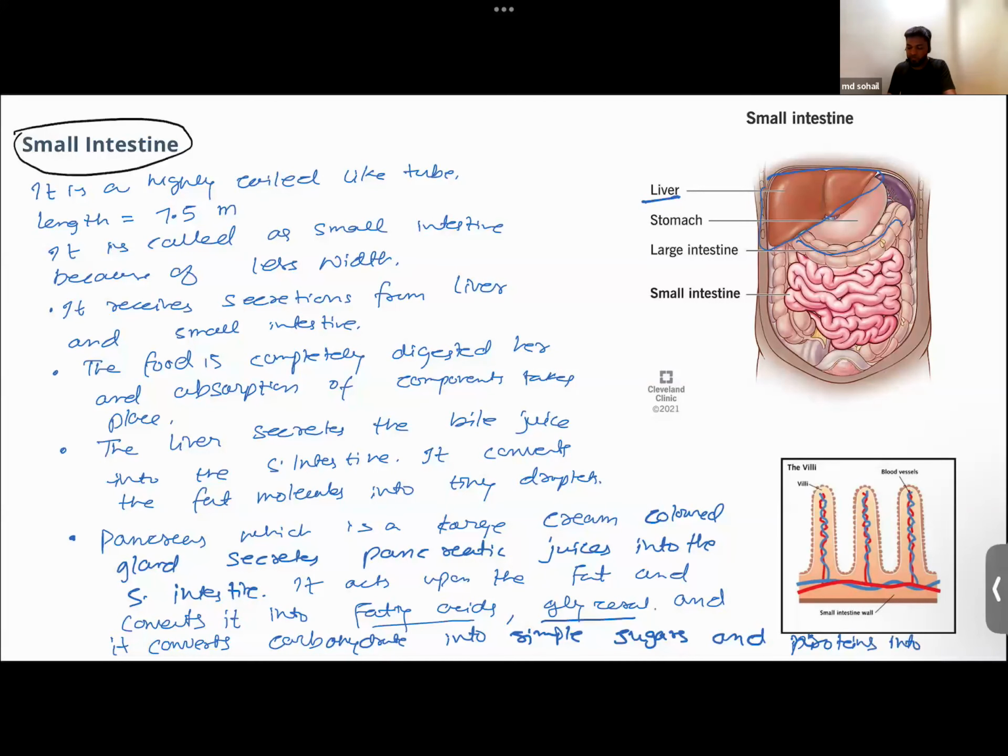Proteins into amino acids. Hope you guys can see this, not enough space left here. Okay. So let's quickly summarize about it because we have got several points in here.